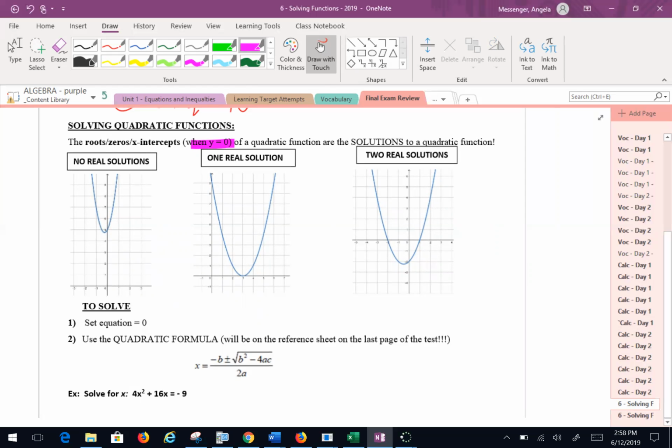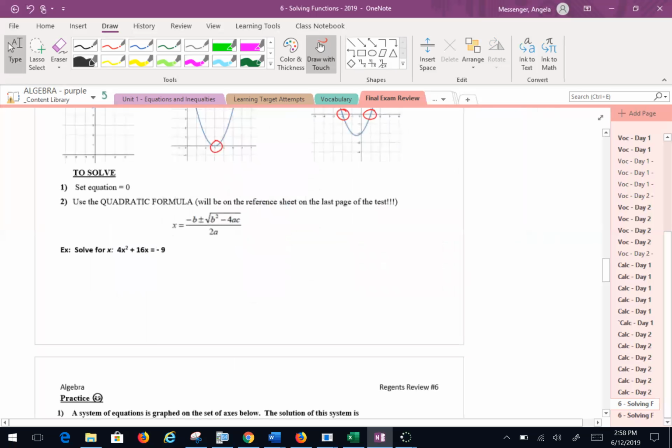How many times does this cross the x-axis? So it has one real solution, this one, 2. And again, I'm looking at where it crosses the x-axis, okay? So step 1 is setting it equal to 0. That's a big thing. Some students forget to do that, which then messes up the quadratic formula. Where is this provided to you on your exam? How do I know that I even have to use it?